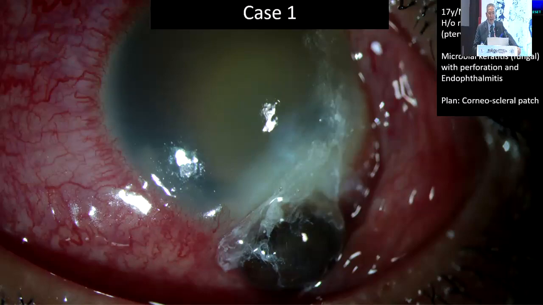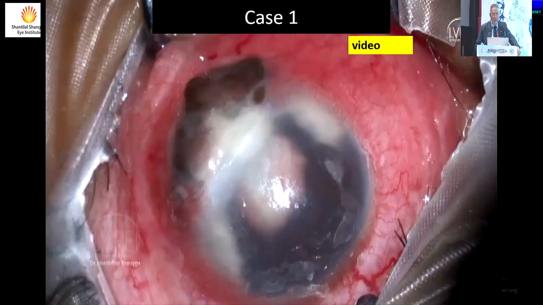The first one is a case of pterygium excision followed by microbial keratitis, fungal, with perforation, and the plan was a corneal scleral patch, and that was what exactly was done.